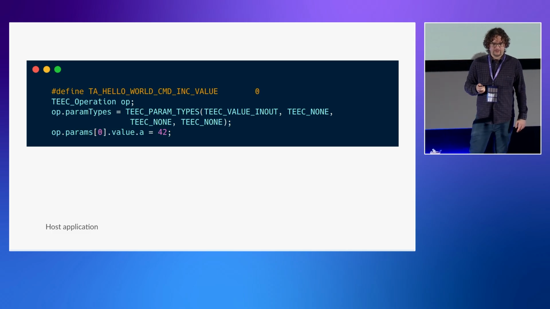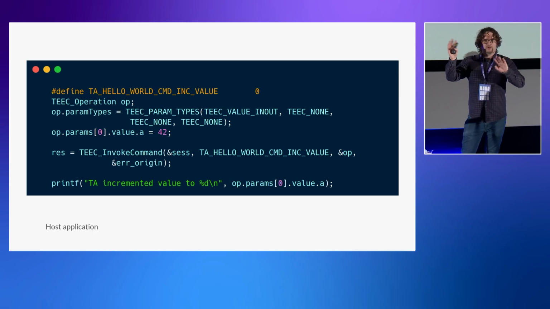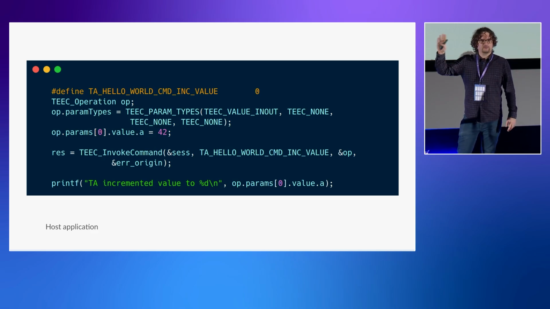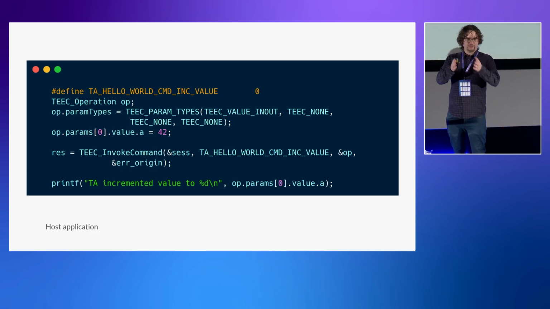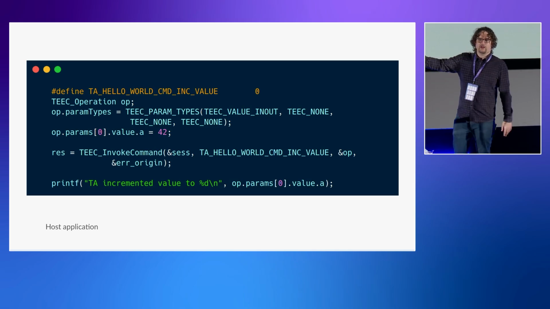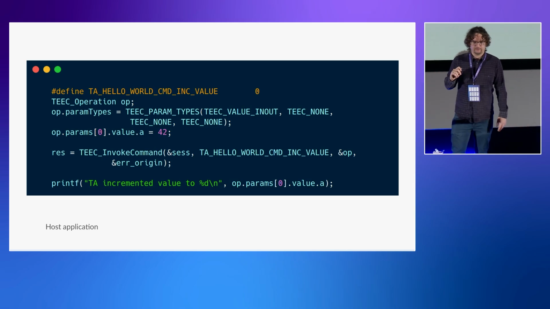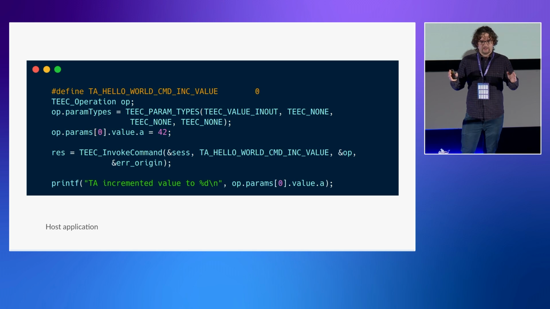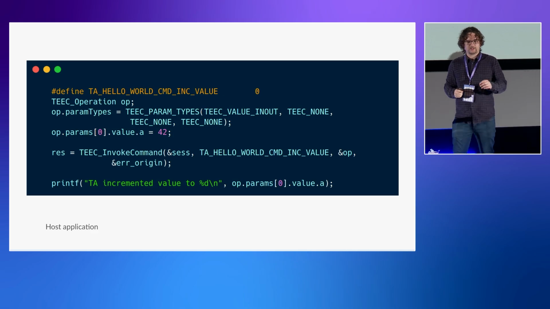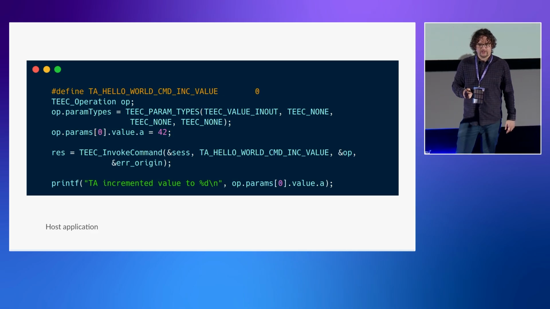send to the TA. I didn't include all of the previous methods because then it would be 50 lines long. But we are sending the command with invoke command, sending the reference to the session and the value of our command and the context that we earlier filled out. Then we send this, we wait for the return, we get the return, and then we can print it just using printf, still using the op.params parameter. This is how it works. This is how the host will send a command to the TA.